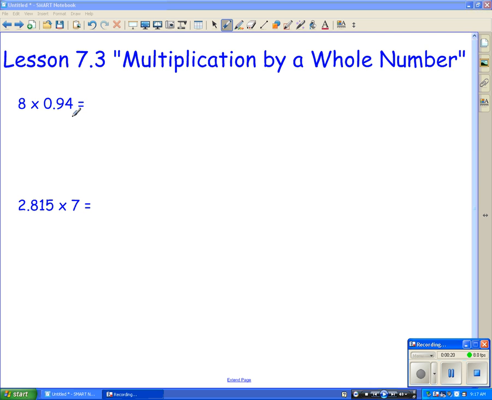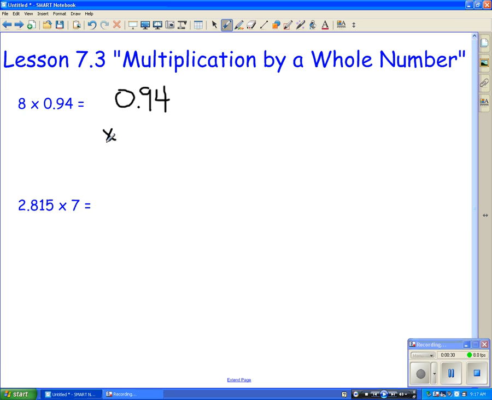Unlike addition and subtraction, when you multiply with decimals, you do not need to line up the decimal points. So you can write it vertically as if those decimals are not there, and solve as usual. 8 times 4 is 32. Carry the 3. 8 times 9 is 72, plus 3 is 75. 8 times 0 is 0, plus 7 is 7.